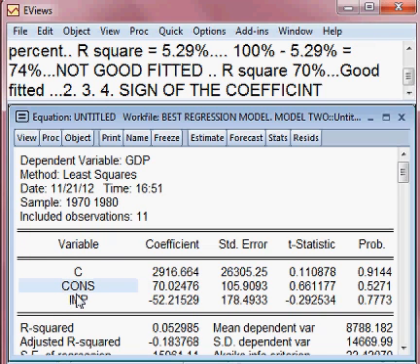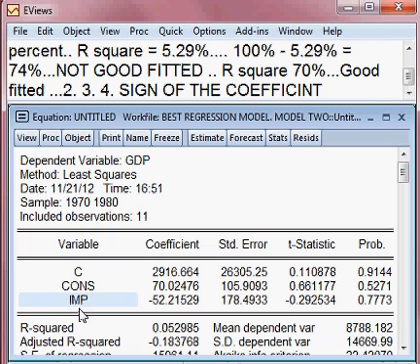But here, what is our economic theory? Economic theory says that when the consumption goes up, GDP also goes up, and when the consumption goes down, GDP also goes down. And here it is happening, right? Because the sign is positive and it is following the economic theory or expectation, we are happy about it.